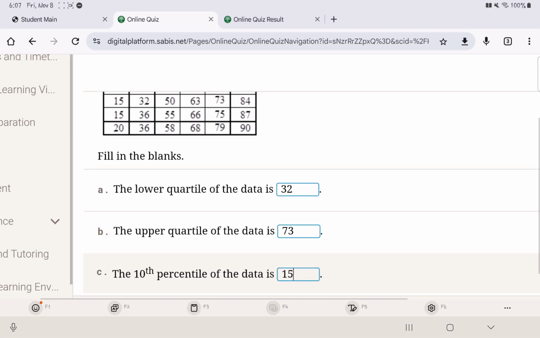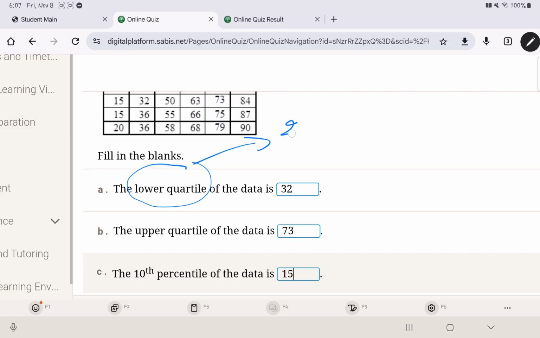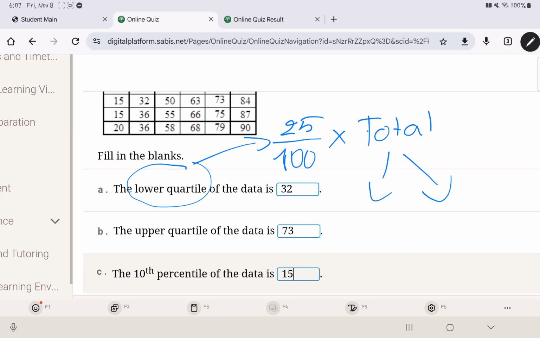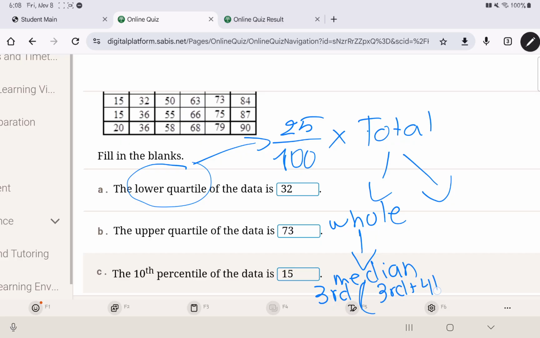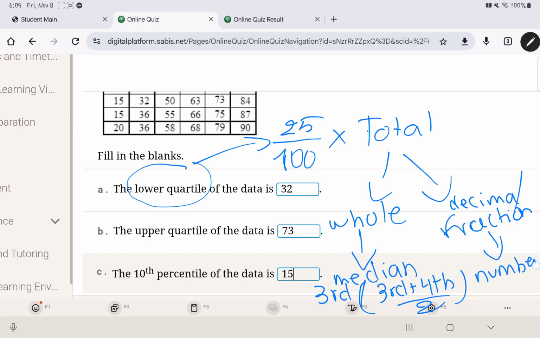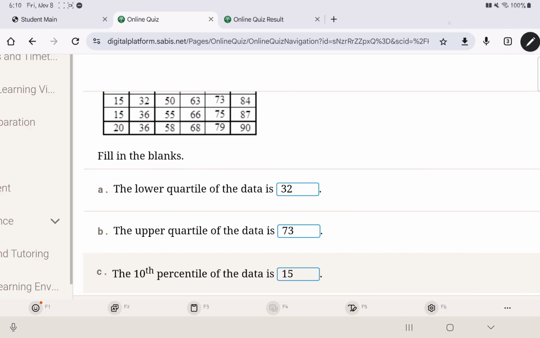So now let us set our rules. Lower quartile is 25% or 25 over 100 times the total. If you get as an answer a whole number, then you take the median between the number and the one after. So for example, you got the 3rd, you are gonna do 3rd plus 4th over 2. Whereas if you get a decimal or fraction, okay, you are directly gonna take the number above. For example, we got 7.5. We take directly 8.